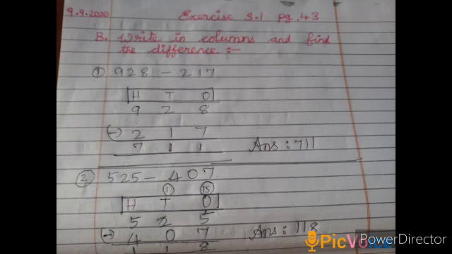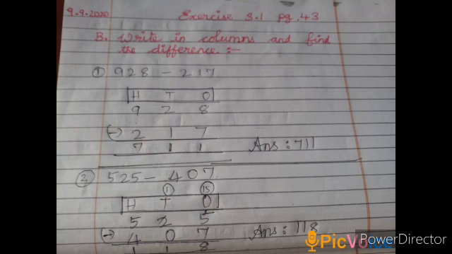8 minus 7, 1. 2 minus 1, 1. 9 minus 2, 7. The answer is 711. Second sum is 525 minus 407. Write the place value, ones, tens, 100.